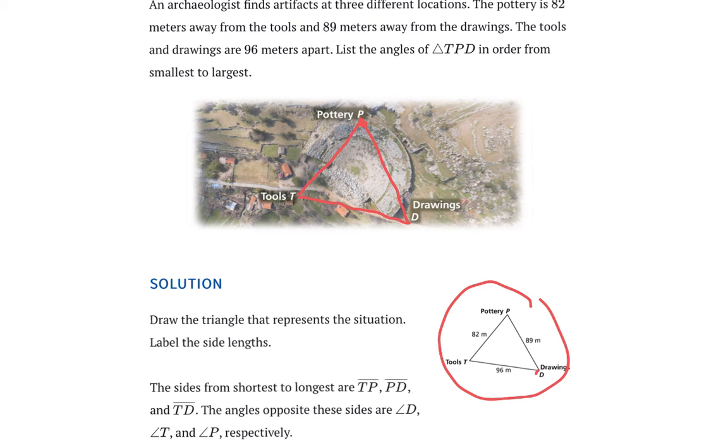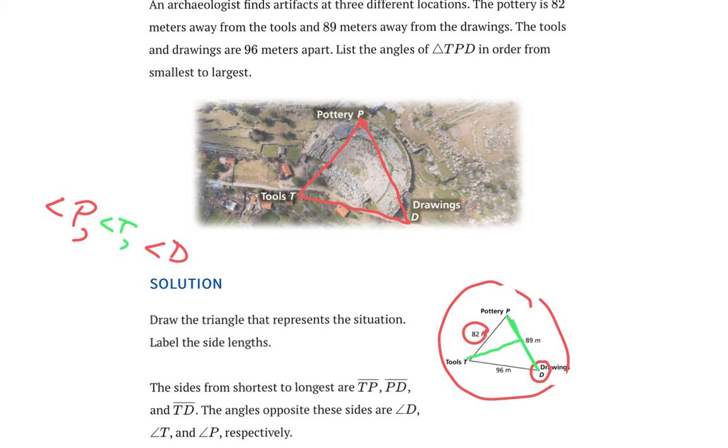Well, the longest side is this side, which means the largest angle should be this angle. So angle P is the largest. The shortest side is this side, which means the smallest angle should be angle D. And then the medium size, the mama bear size, would be this side. Its angle is angle T.